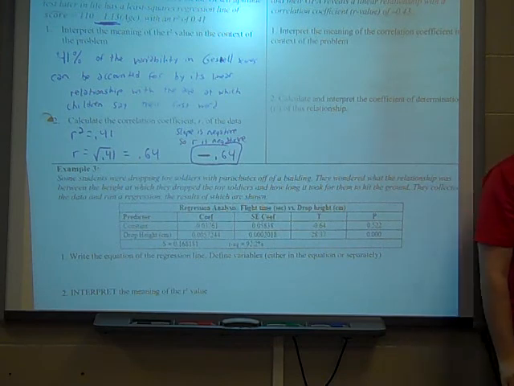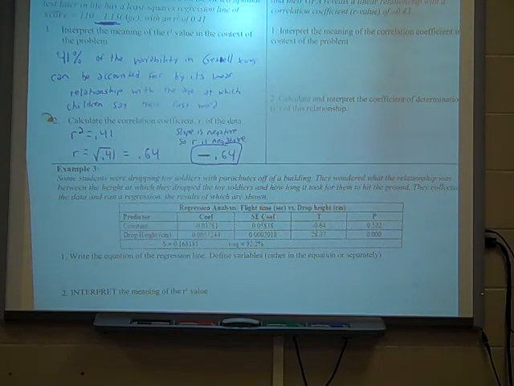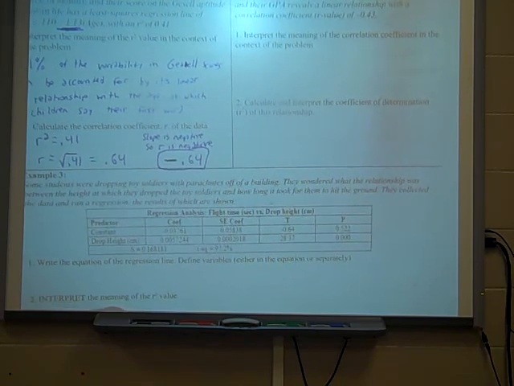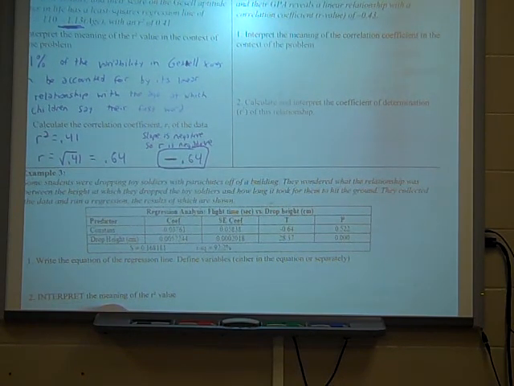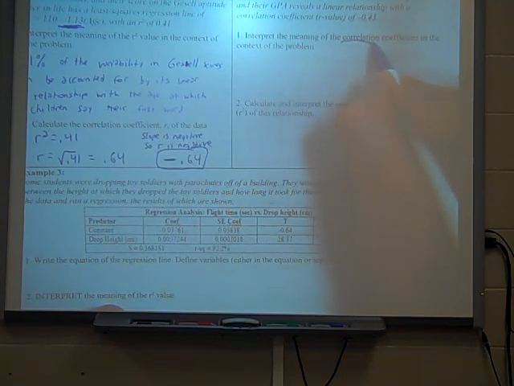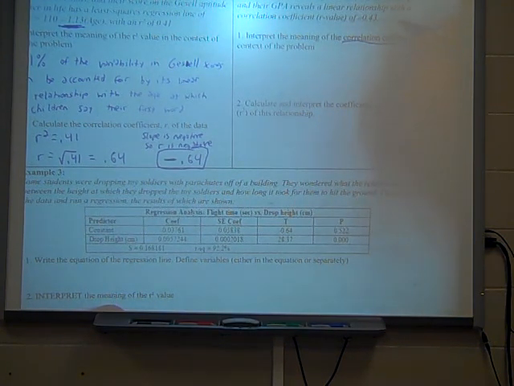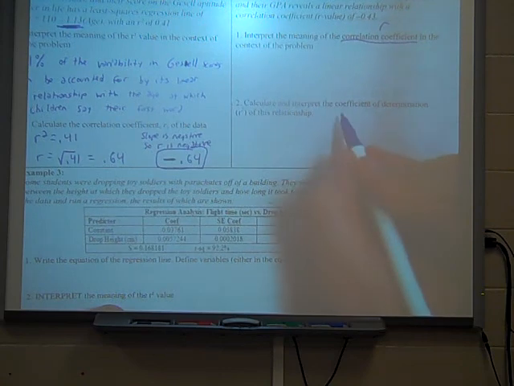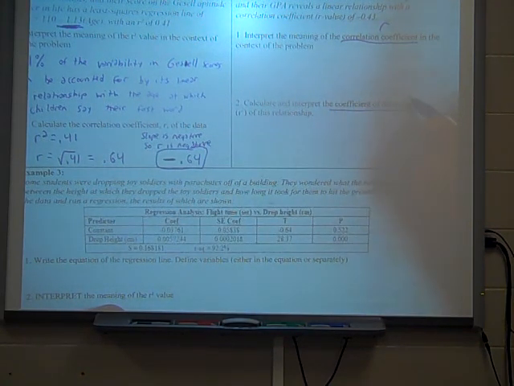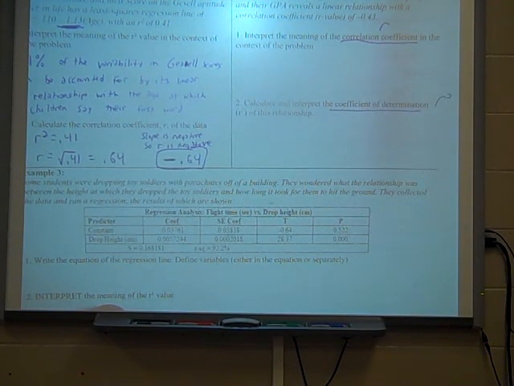Second example. A study on the number of absences a student has per year and their GPA reveals a linear relationship with a correlation coefficient of negative 0.43. Correlation coefficient, is that R or is that R squared? That is R. And this part, coefficient of determination, I was nice enough to tell you it's R squared, but still, make sure you know that. First one, I'm asking for R.